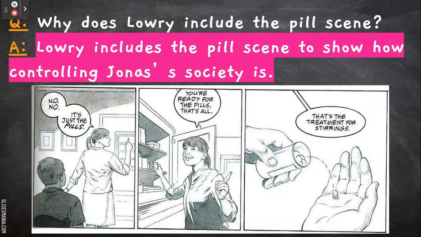Now, this is a close reading question because it's not asking about the entire book or even an entire chapter. This question is asking about one specific scene, one moment that we have to ask ourselves, why did the author include this moment? We see Jonas's mom giving him pills, and I think it really reveals just how strict and controlling Jonas's society is. The author didn't need to include this moment, but she did. She chose to. We need to ask ourselves why.